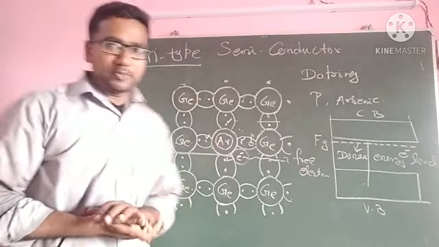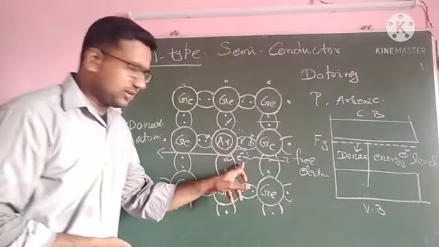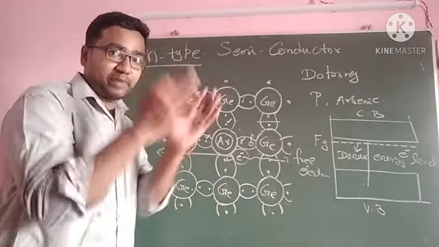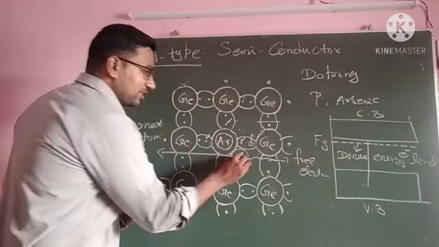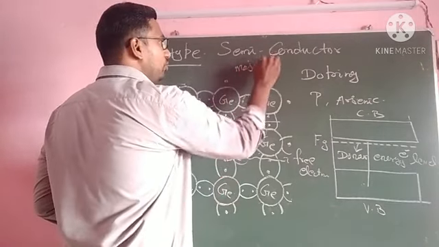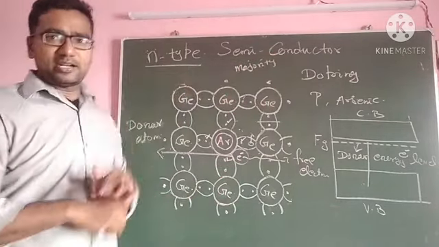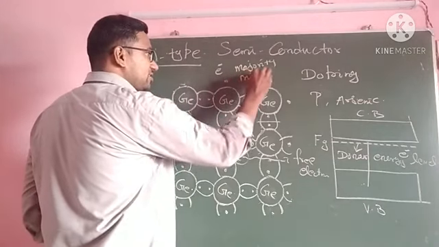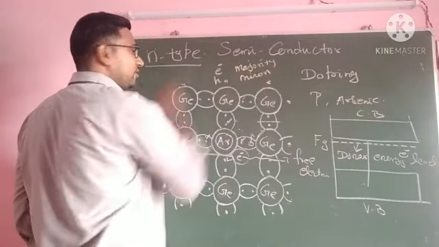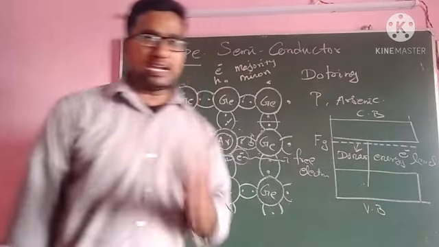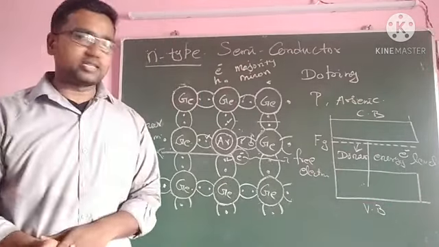In this N-type semiconductor, one free electron is available per atom. So if you combine the number of free electrons, the electrons will be in the majority. So in an N-type semiconductor, the majority carrier is the electron and the minority carrier is the holes. Very important one. So that's why we call the N-type semiconductor as having a donor energy level.